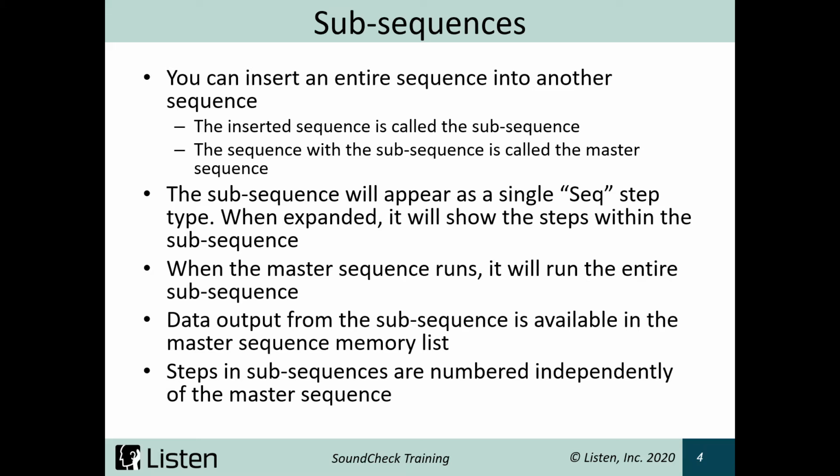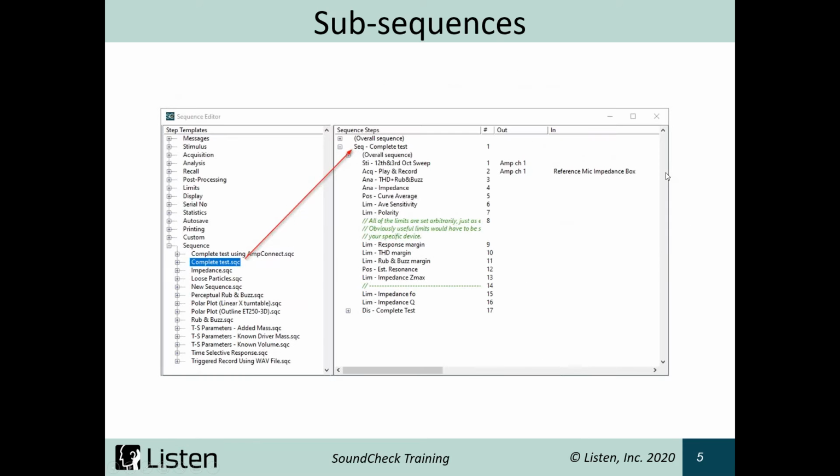When the steps of the subsequence are expanded, they're numbered independently of the master sequence. So this is just kind of visually how we represent it in SoundCheck. And the easiest way to understand what I'm referring to is to just look at a picture of it.